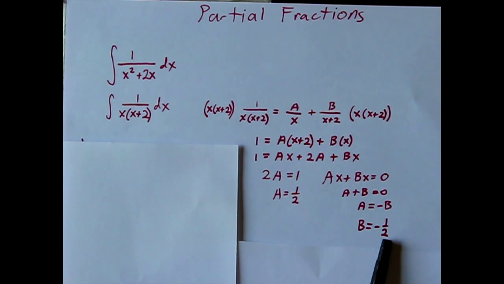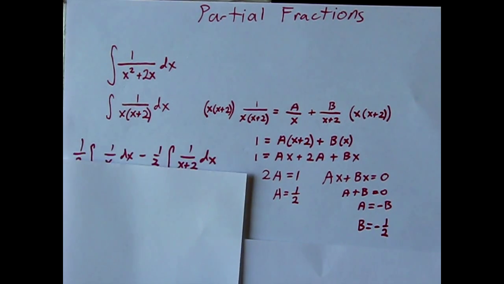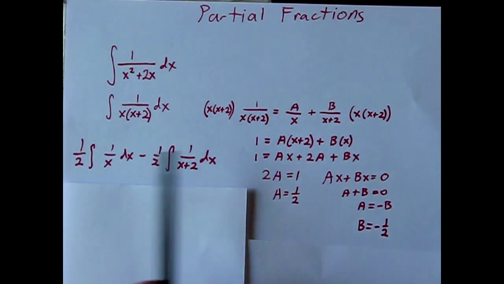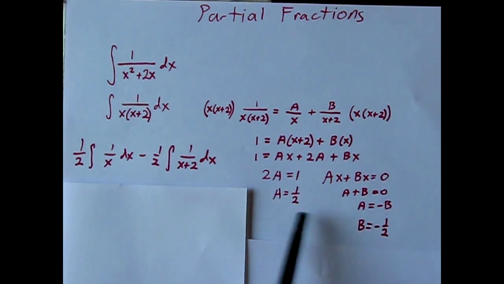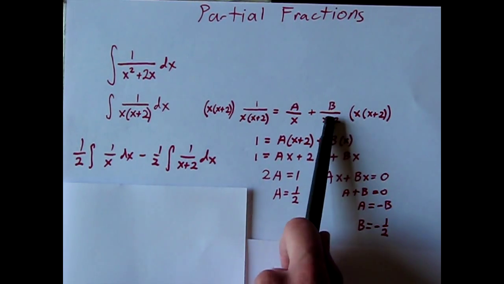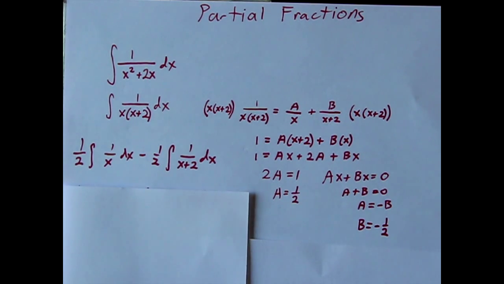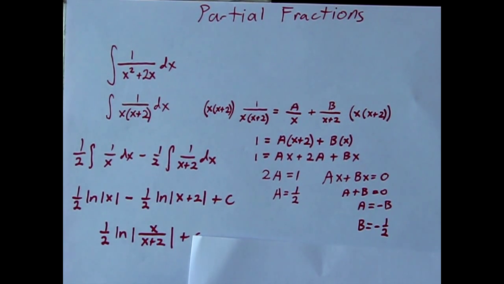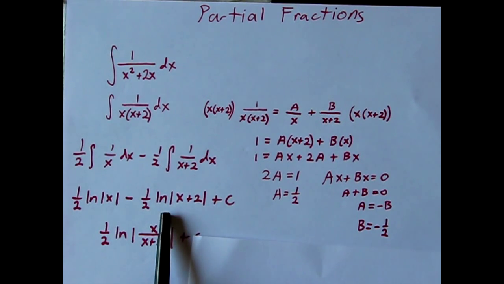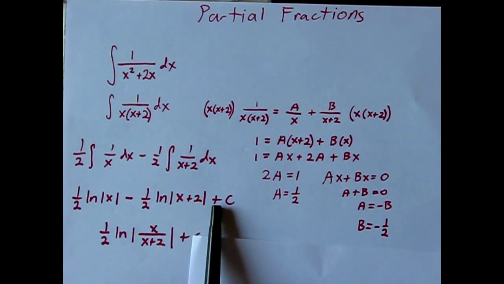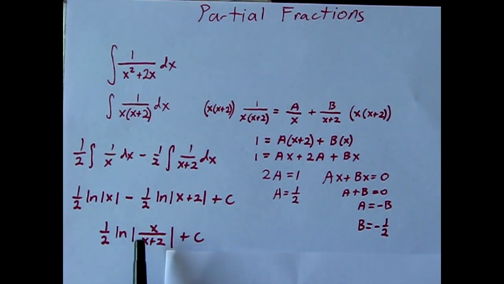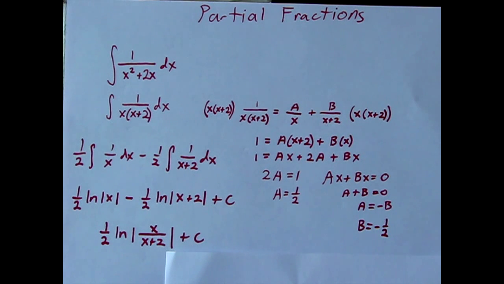Go back to your main integration, and you get 1/2 the integral, you're plugging a back in, of dx minus negative 1/2 for b of 1 over x plus 2. Keep solving down, and you get 1/2 the natural log of x minus 1/2 the natural log of x plus 2. Don't forget c. And then your final answer looks like 1/2 the natural log of x over x plus 2 plus c.